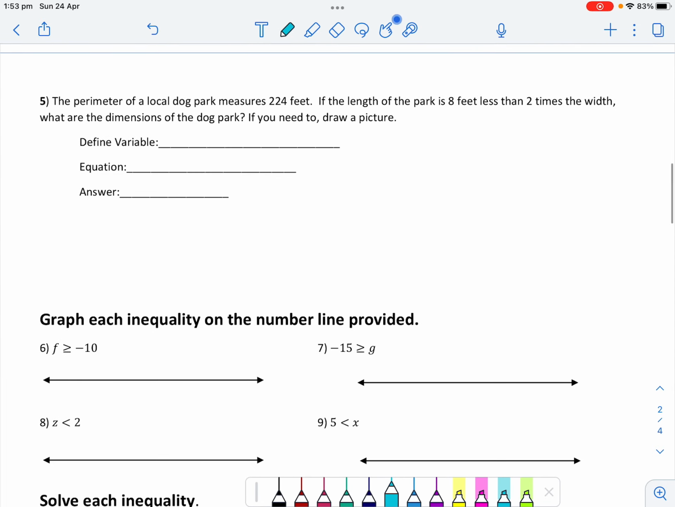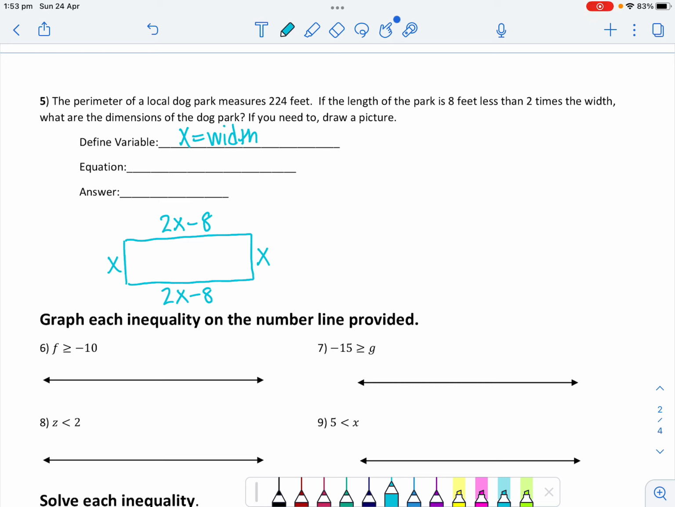Number 5 says the perimeter of a local dog park measures 224 feet. So I'm going to draw a picture here just so we can kind of gauge what that looks like. If the length of the park is 8 feet less than 2 times the width, that means I need to know the width to find the length. So X and X. The length is 8 feet less than 2 times the width, so 2X minus 8 for those 2 side lengths.